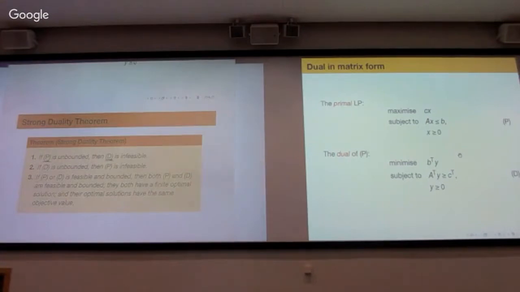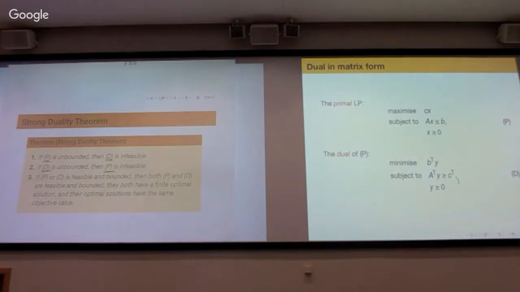If one of them is unbounded, that means that the other one is infeasible. Well, that's kind of easy to see because any feasible solution to the dual, we designed it to give some upper bound on the objective. If there's no upper bound on the objective of the primal, then there can't be any feasible solution of the dual. And it works the other way as well. This is just a symmetric statement.